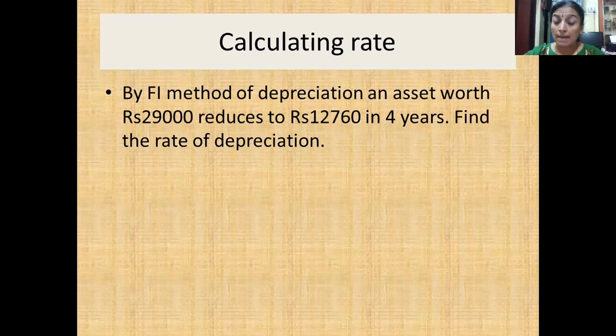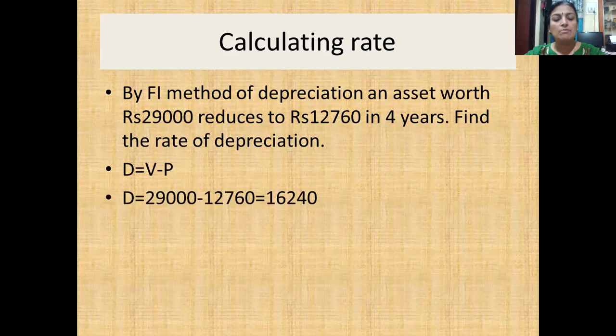The rate of depreciation has to be calculated. So what is known for the problem should be written. And first let us calculate the depreciation. That is D is equal to P minus V. V is 12,760, and 29,000 is the P. So 29,000 minus 12,760. So depreciation is 16,240.